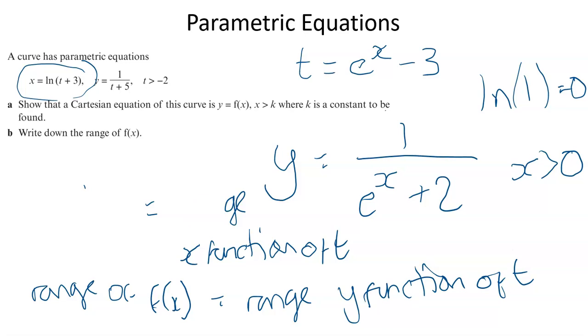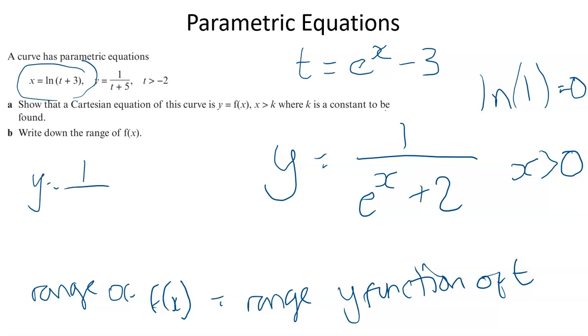Write down the range of f of x. Well, the range of f of x is the range of the y function of t. So it's the range of this. So again, we can look at the smallest value we can get, which is t is -2, and we can put that in and see what we get. If y equals 1 over -2 plus 5, so that's 3, so y equals a third.